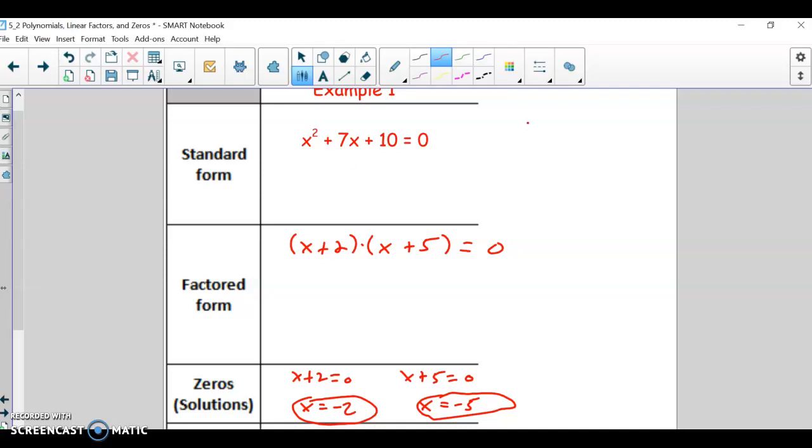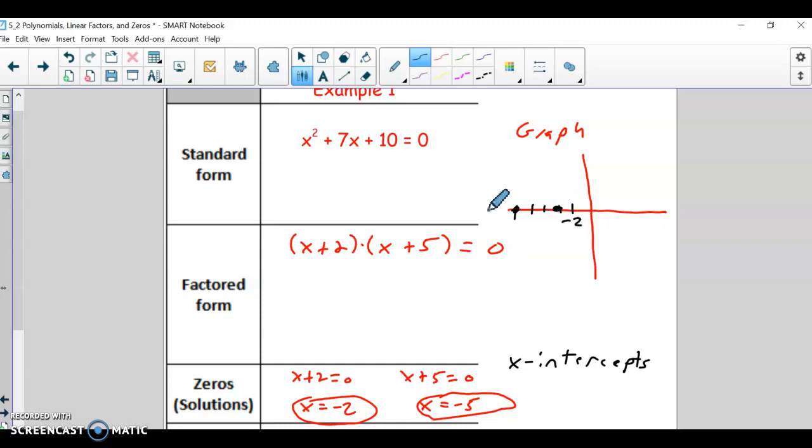Okay, and as far as the graph goes, I'm just going to put it up here so I can fit it all on the same screen. I'm not super worried about how detailed you draw a graph here or anything like that. All I want you to know is the basics of this, which is these numbers, besides being zeros or solutions, these are the x-intercepts when you graph. Okay, so it's going to be where it crosses on the x-axis. So all I'm really going to draw here is it crosses at -2 and it crosses at -5, right? Because those are the solutions.